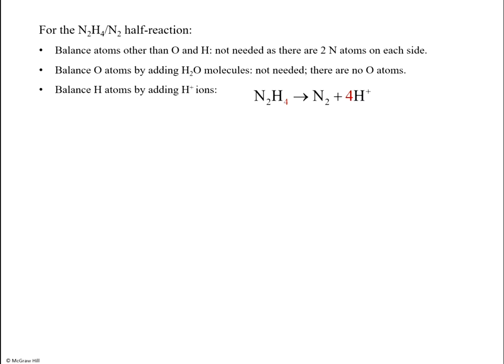Now we can look at the hydrazine half reaction. In balancing the atoms besides oxygen and hydrogen, well, that's already done because there are 2 nitrogen atoms on each side. We don't need to balance the oxygen atoms because there are none to begin with. And then we can balance the hydrogen atoms by adding 4 protons to the product side such that we have 4 hydrogens on each side. Finally, we'll balance the charge by adding 4 electrons. So now we have 0 charge on each side of the reaction.